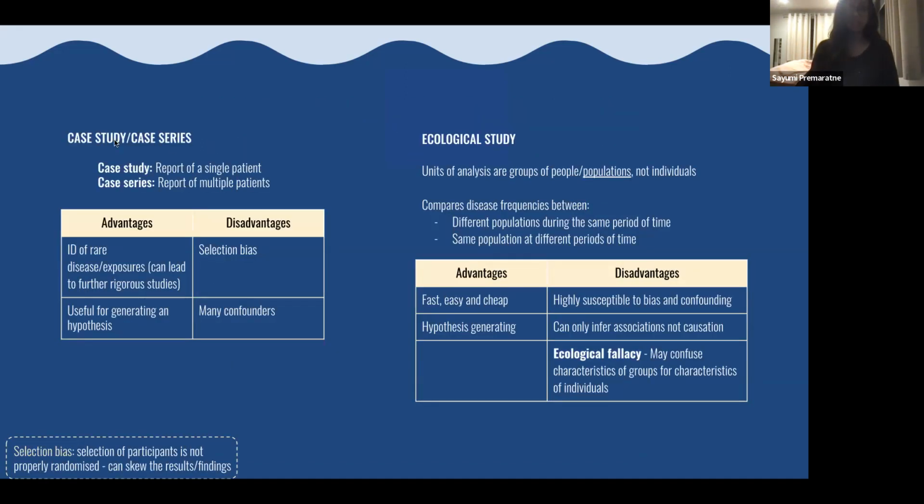A case study or case series is pretty much where, for a case study, we have a single patient, and a case series is where we have more than one. This is like in a hospital, if something quite unique happens or you notice a specific condition in a patient, you might write up a report about them, maybe in multiple patients. But you can see how that is not fully reliable.